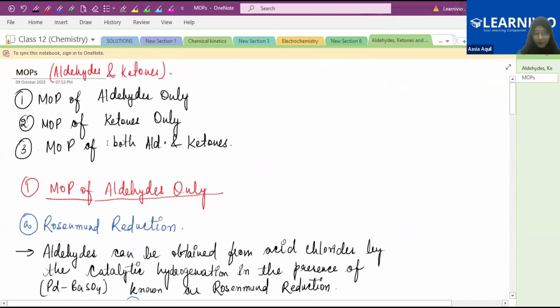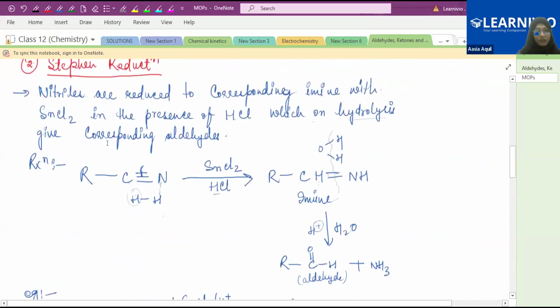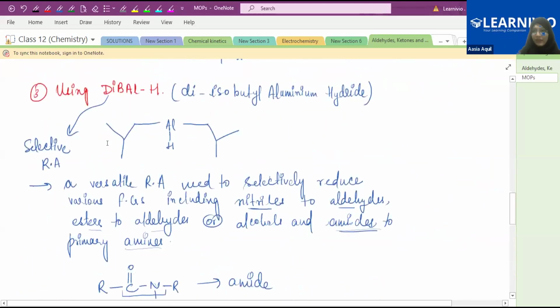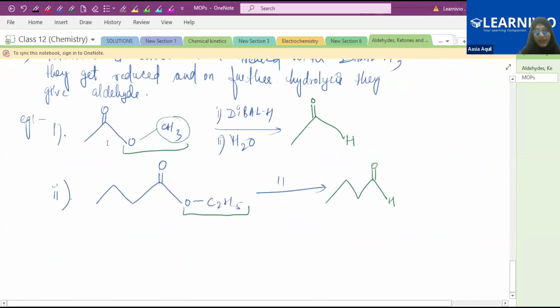As methods of preparation, we have discussed today the Rosenmund reduction. Second, the Stephen reduction. Third, we discussed using DIBAL-H. So we have only discussed three reaction methods of preparation. The remaining ones we will discuss in tomorrow's class.